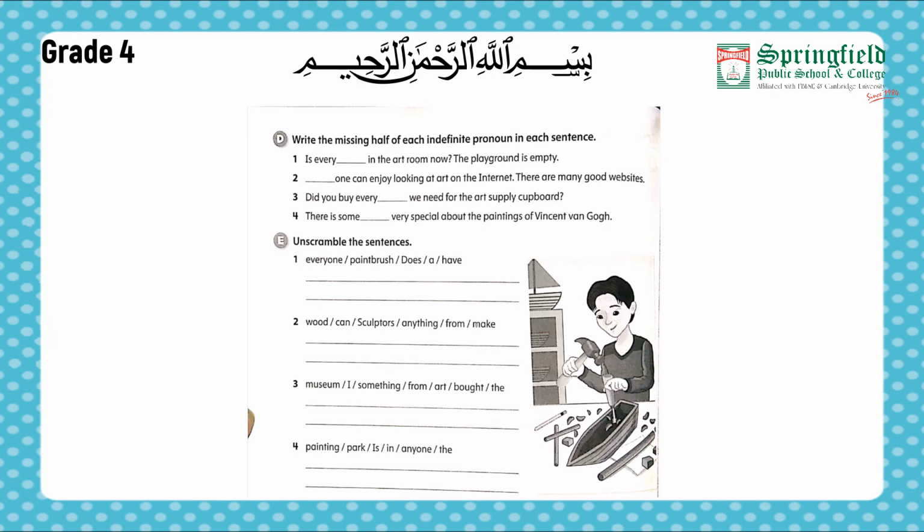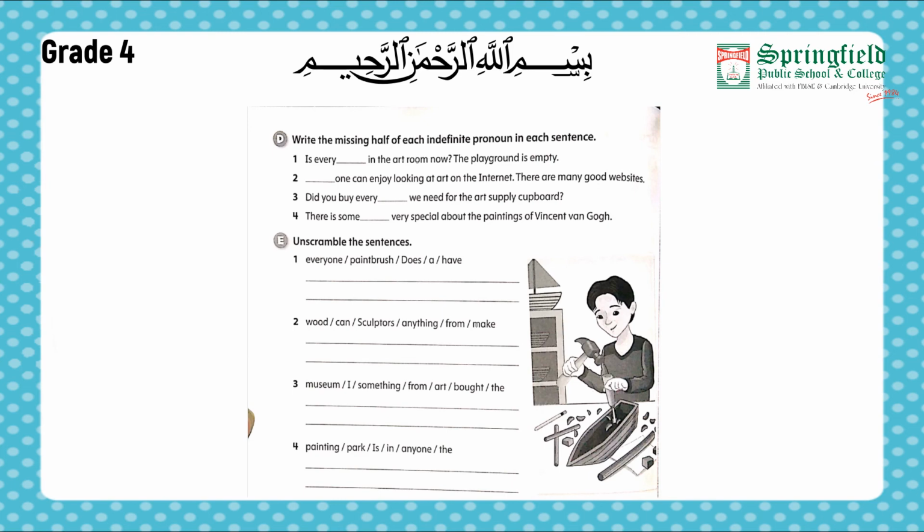So students, I hope you all are able to attempt these statements. Moving forward towards our part E, unscramble the sentences. You have been provided with jumbled up words. We have to write a proper sentence. Everyone paintbrush does a have. Does everyone have a paintbrush?